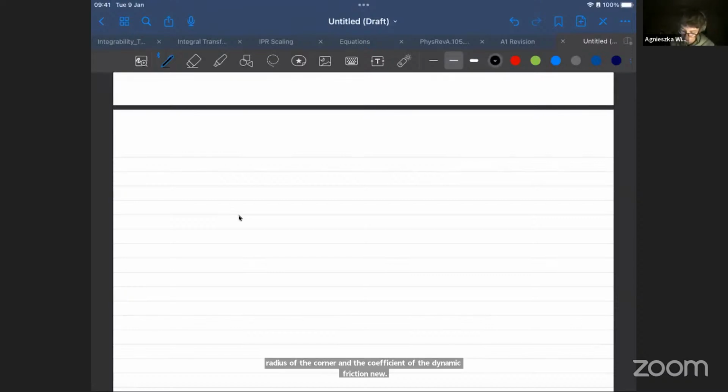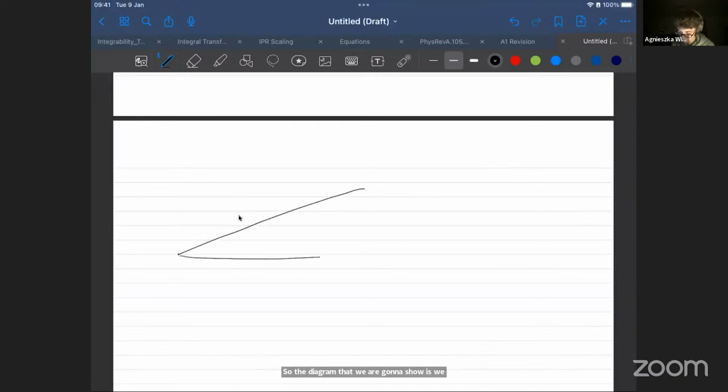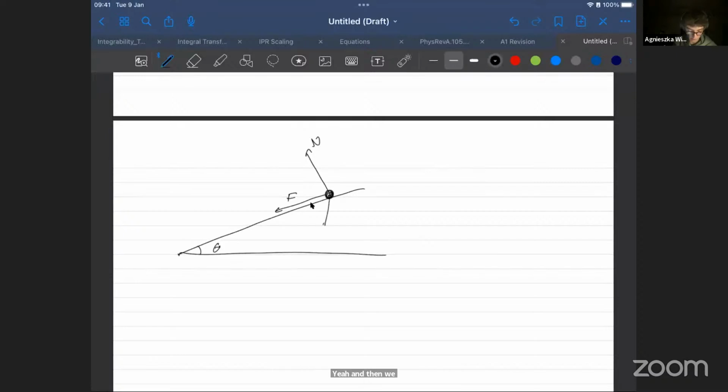So the diagram that we are going to show is we have some sort of embankment at an angle theta, and we have the cyclist, which I'm just going to say is a ball, and we have the normal reaction force N, and we have the friction. The friction is going to be acting inwards because the cyclist wants to slip outwards. If you think about what happens when you go really fast, you feel pushed outside. And then we also have the weight of the cyclist.